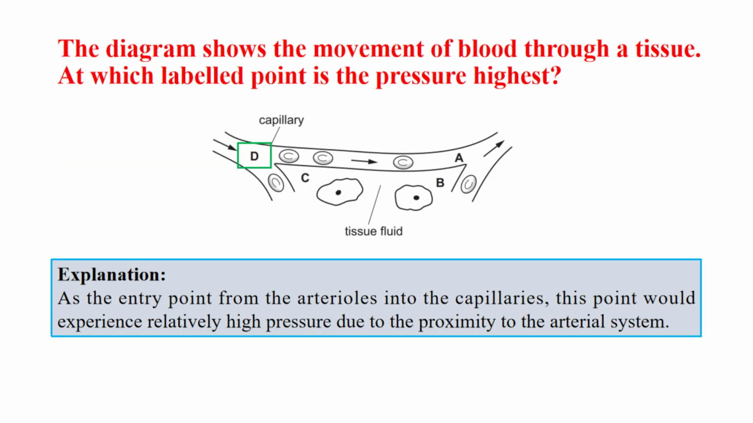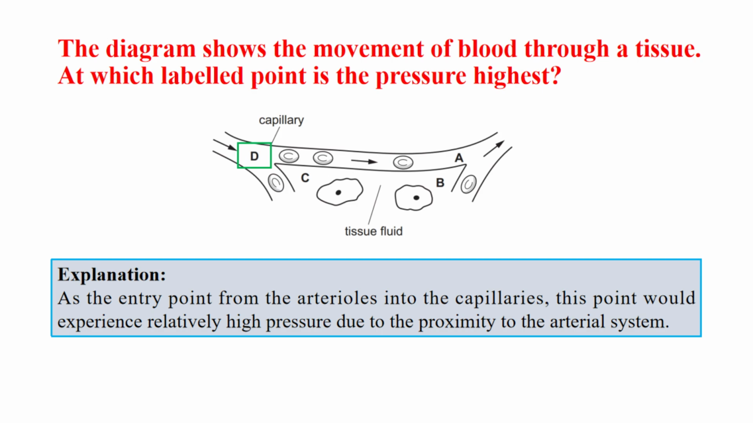The next question is: at which labeled point is the pressure highest? Options: Point A, Point B, Point C, Point D. In the diagram, blood enters through point D and exits through point A. Let's break down each point.